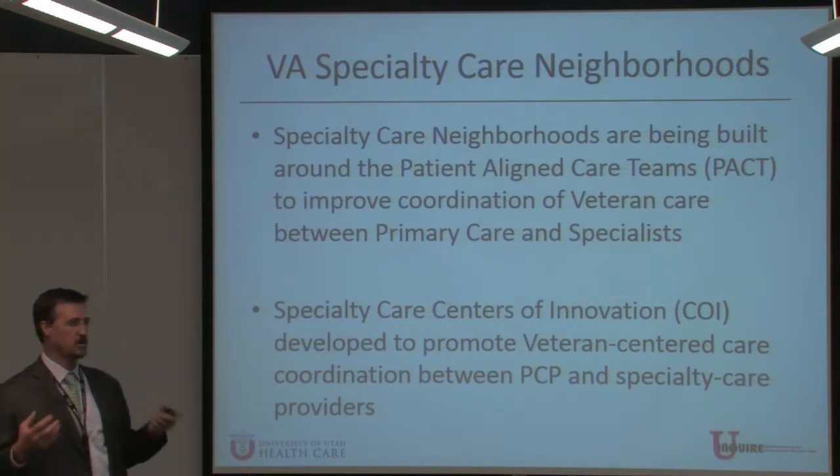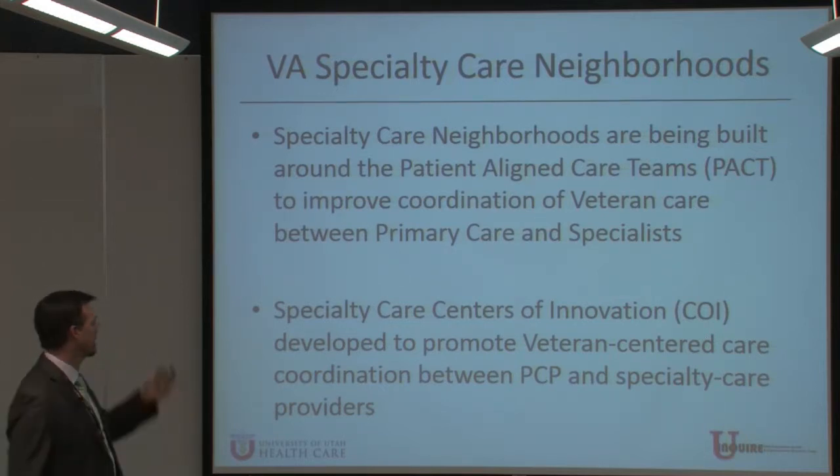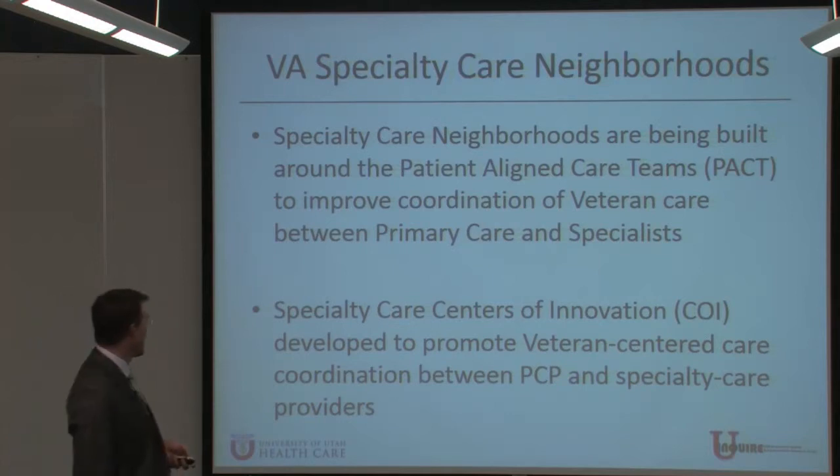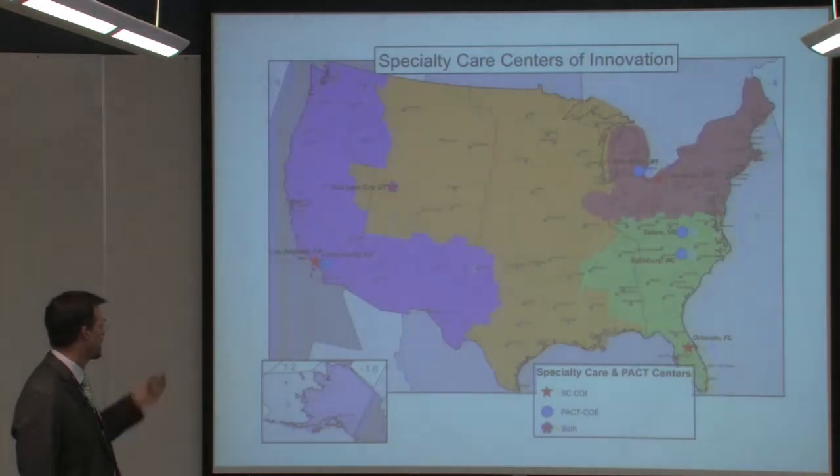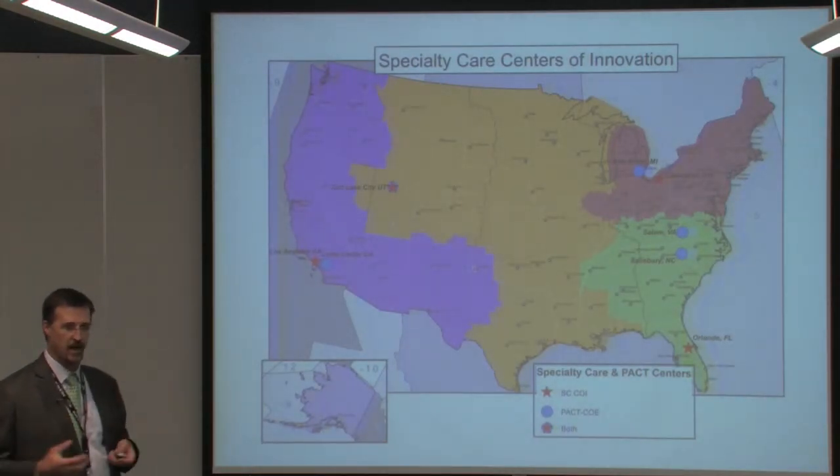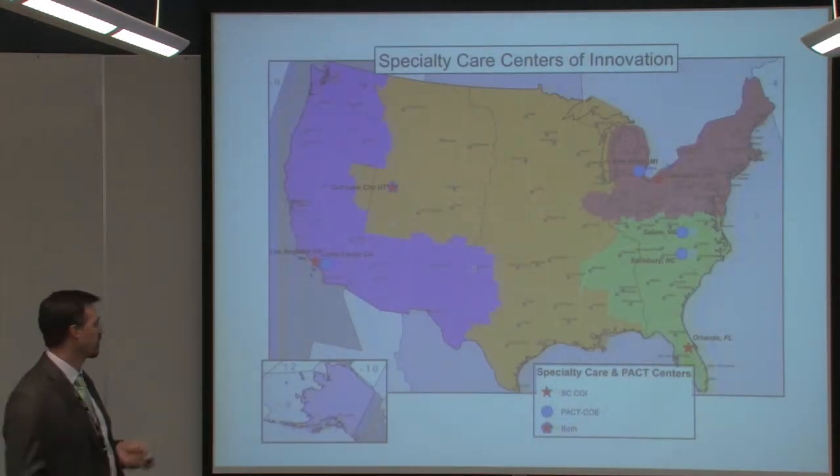We are looking at this in the VA. In the VA, the medical homes are called the patient-aligned care teams. This is because they surveyed veterans and veterans didn't want to be thought of as going to a medical home because it sounded too much like a nursing home, so they like the acronym PACT better.